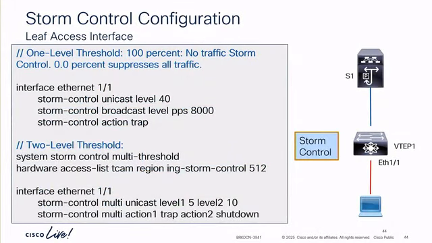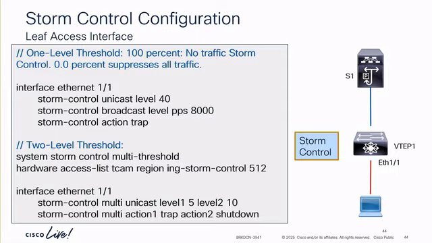Now let's look at the first example. Now the storm control at the access layer, we can do it using two methods. We can set a single threshold, right? So when that single threshold is exceeded for a particular type of bump traffic, then the corrective action will take place.